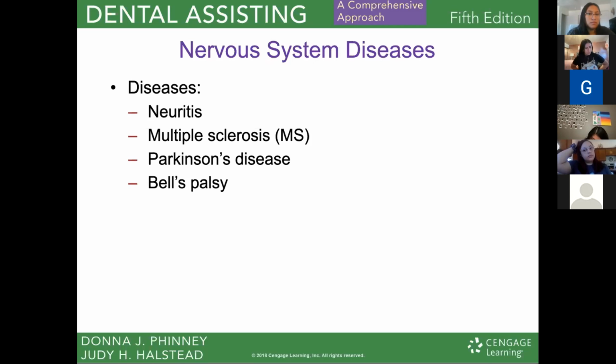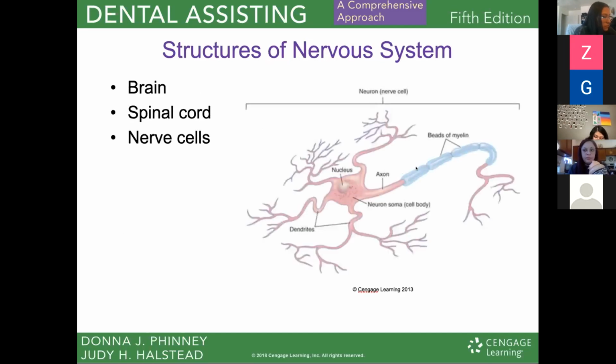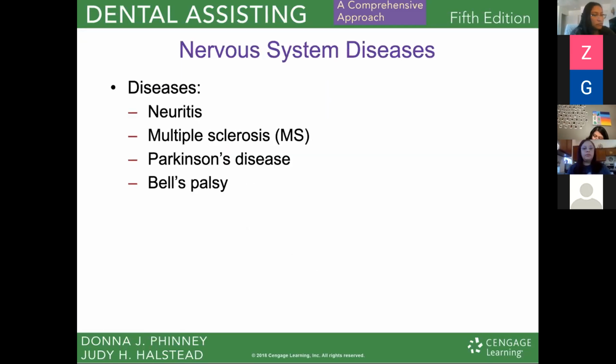Neuritis is a type of nervous system disease that we'll talk about. This results from a fall or blow resulting in inflammation of the nerves. Multiple sclerosis, or MS, usually occurs between the ages of 20 and 40. So that's a degenerative disease that destroys the myelin sheath. Remember, the myelin sheath is these beads of myelin here. So that destroys the myelin sheath of the neurons in the CNS, and as a result, impulses cannot be transmitted.